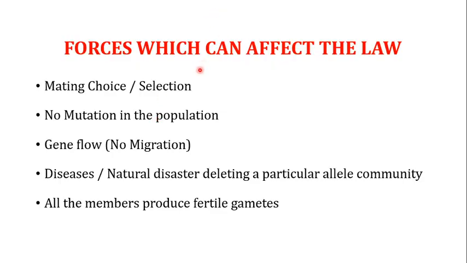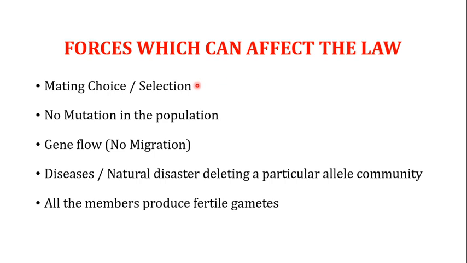Now, as I've told you, Hardy and Weinberg say that the allele and genotype frequency will be constant from one generation to another generation in a particular population if certain forces are absent. These are some of the forces which must be absent if the Hardy-Weinberg law is to come into action. Now, one of the forces is the mating choice and the selection. What Hardy and Weinberg say is that the crossing between the members of the population should be random. The members of the population should not interbreed with each other with any selection.